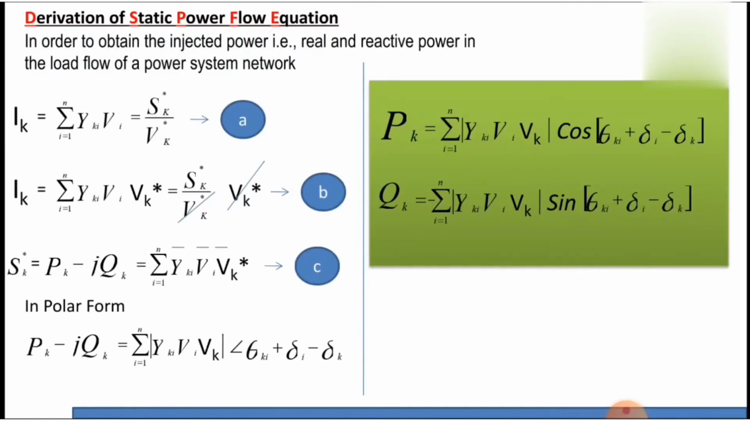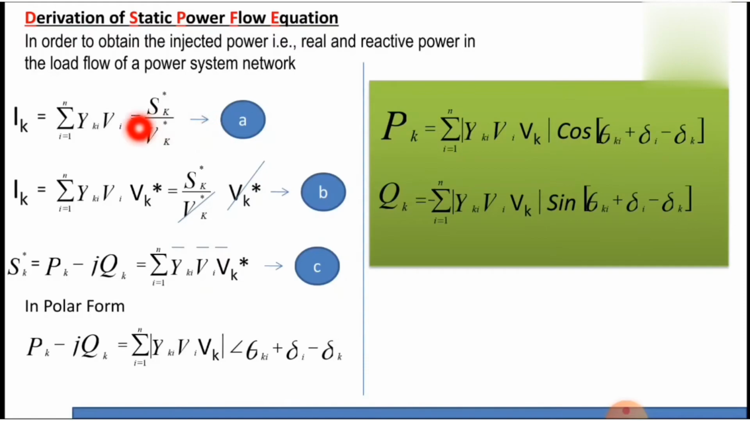Then after, in order to obtain the injected power, that is real and reactive power in the load flow of a power system network, we are having the expression A, that is Ik is equal to sigma i is equal to 1 to n Yki Vi, that is equal to Sk conjugate by Vk conjugate.